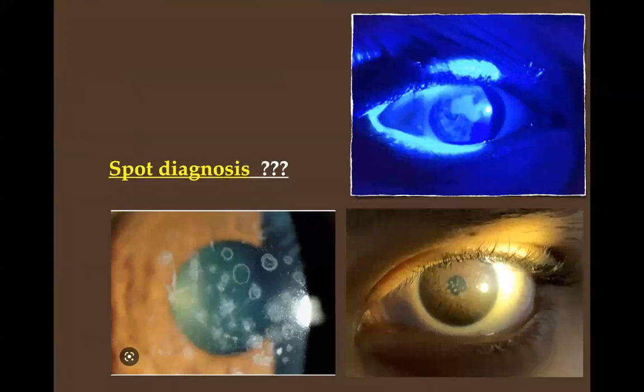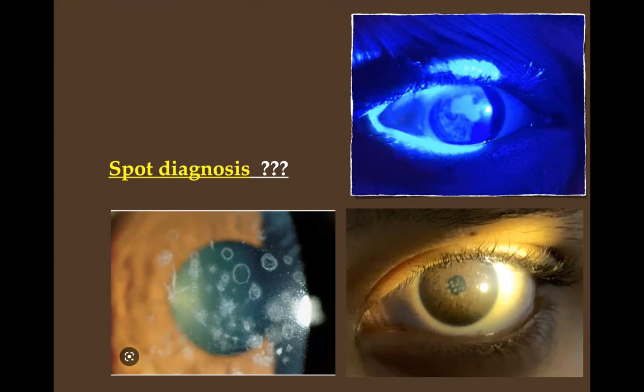So finally, let's give the spot diagnosis for this picture and the upper one. What's your opinion? Try to say it before I say it. Yes, I heard you. You actually, your answer is right. This is geographical ulcer. The upper photo is for geographical ulcer after mistreatment with steroid.